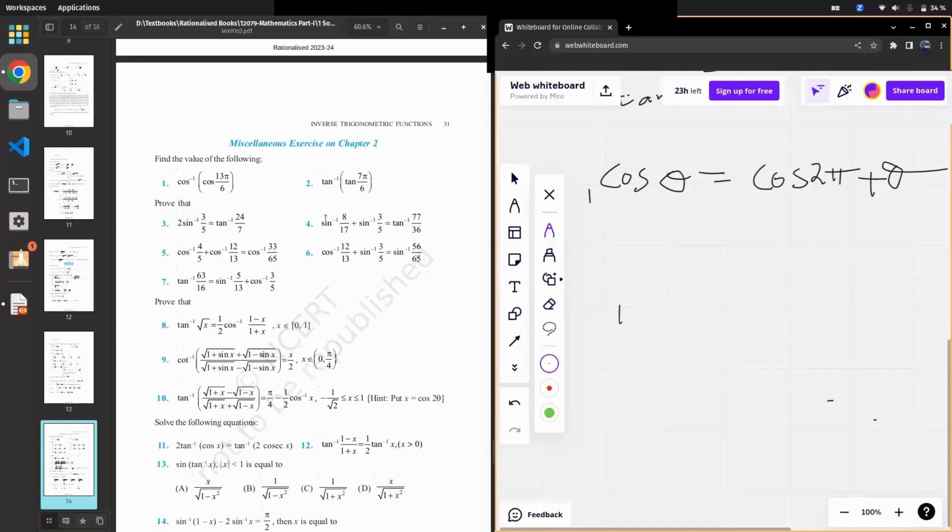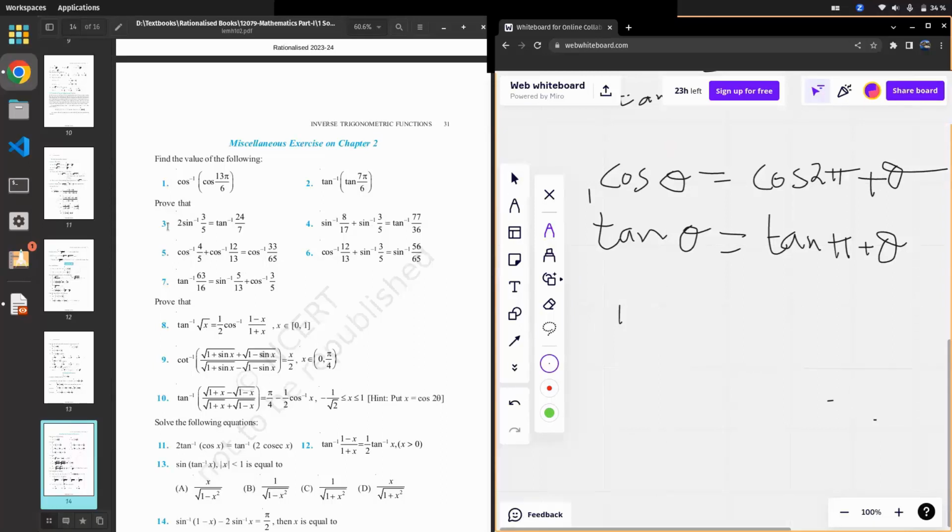So similarly, we can also say that tan theta is equal to tan of pi plus theta. So using this fact, we can say that tan 7 pi by 6 is equal to tan of pi plus pi by 6, which is equal to tan pi by 6. So the value will be tan inverse of tan pi by 6, which is equal to pi by 6.